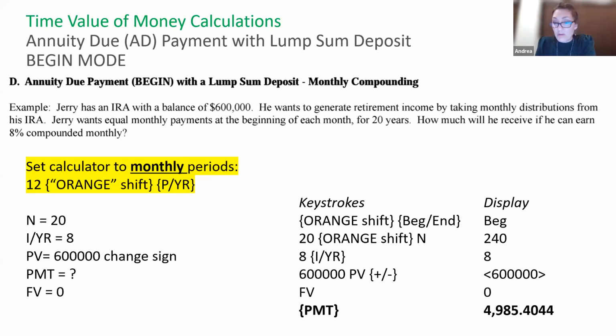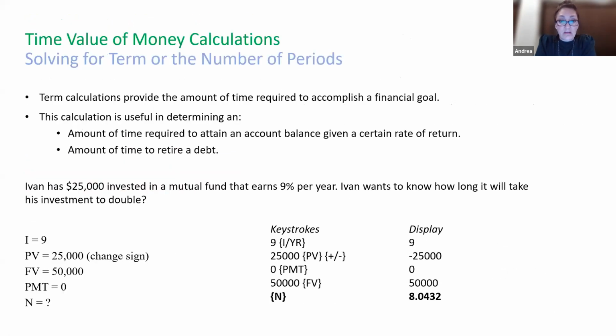All right, y'all comfortable with that? So we've solved for future value, present value, payment. Now we're going to solve for number of periods. This is going to show you the amount of time to accomplish a goal, like how much time to pay off a debt, for example.